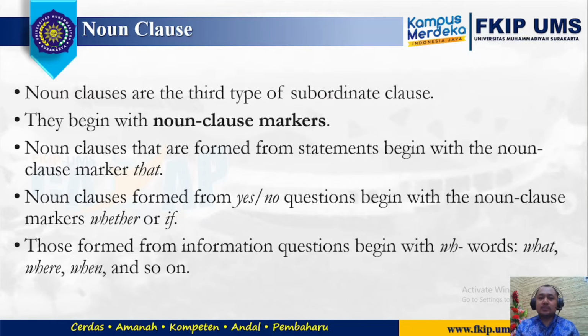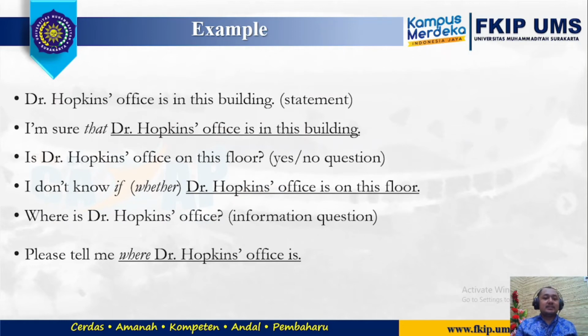Let's go to the example. It's going to be easier when we see the example, right? Let's take a look at this. This is an example of the statement. When we are talking about a noun clause in the form of a statement: Dr. Hopkins' office is in the building. That's a statement, right? And then you can see example number 2: I'm sure that Dr. Hopkins' office is in this building. So the conjunction that means this is the statement. Dr. Hopkins' office is in the building.